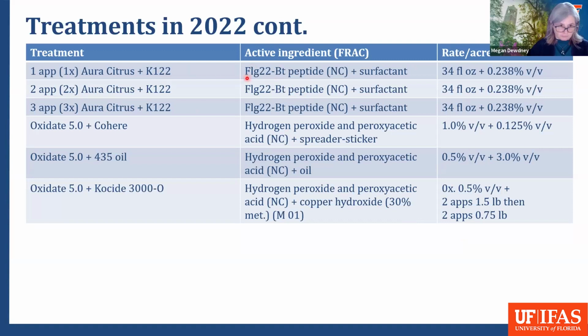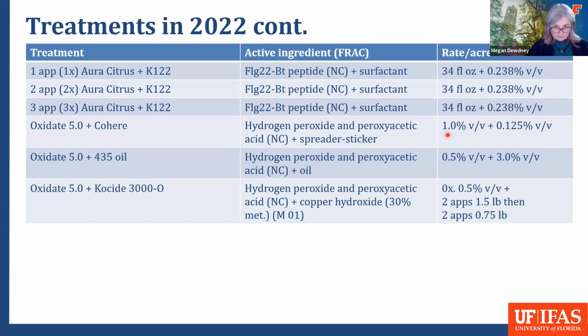This is a different kind of product. Again, it's kind of a biological. It's based on the flagellar proteins of the BT peptide. We looked at it with 3 different rates, but only 1 application, 2 applications, and 3 applications of this product. We also looked at Oxidate with Cohere. This is a hydrogen peroxide and peracetic acid product.